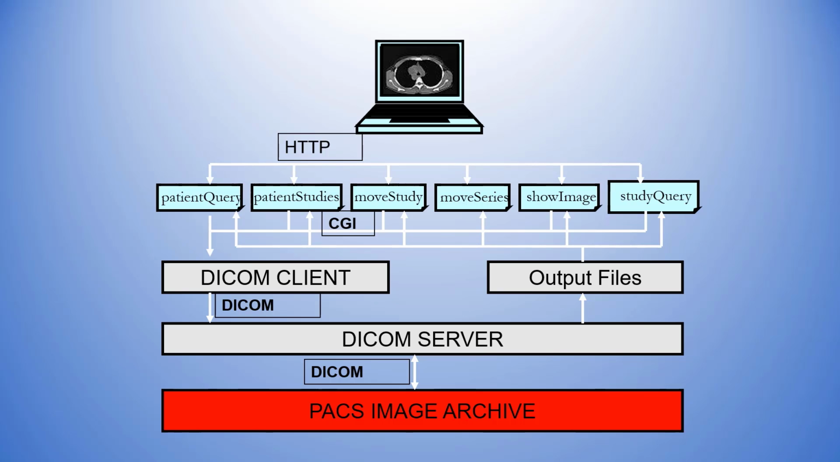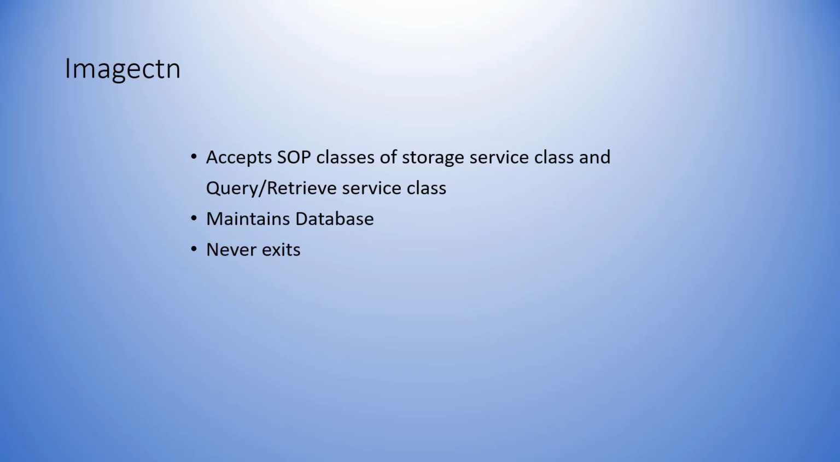Now let's take a look at this graphic again and have you take a look and see, can you see which are DIMC-C and DIMC-N functions and services? Image Contain accepts the SOP classes of Storage Service Class and Query Retrieve Service Class and maintain the database. This command also has a never exists status, which means it cannot be applied to certain functions and things that are happening within the computer system.